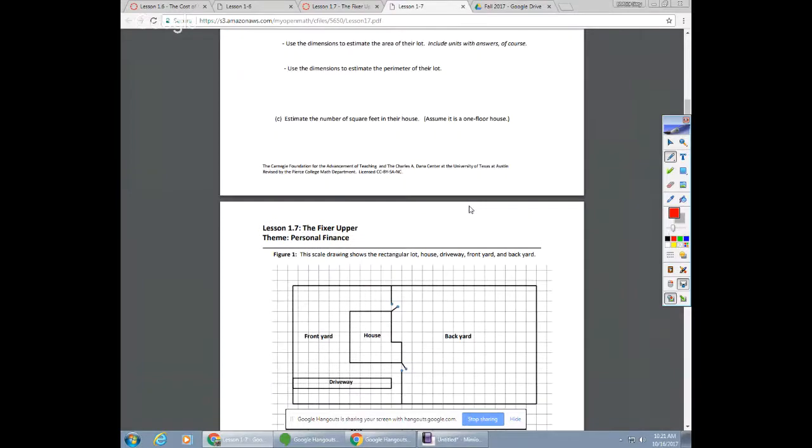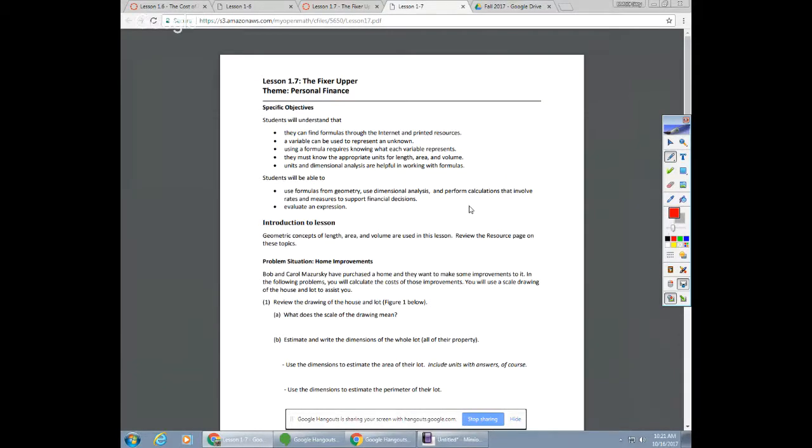All right, so take a look at the objectives here of what we're trying to accomplish. We're going to do some calculations related to fixing things up. So we're going to play around with fixing up a yard. We're going to play around with fixing up a porch kind of area and putting together a fence.